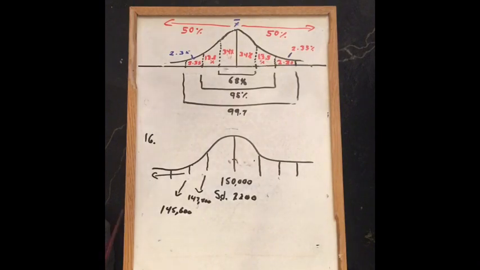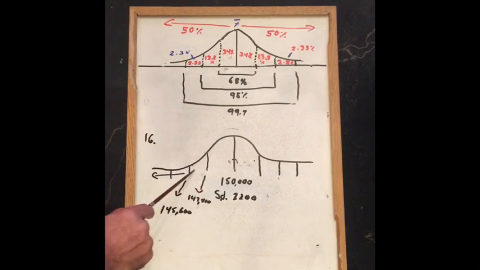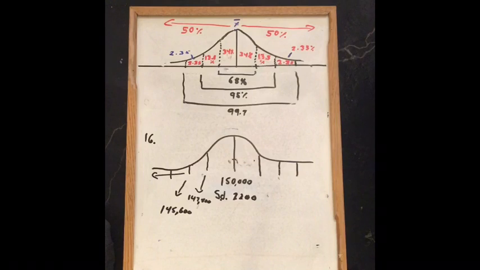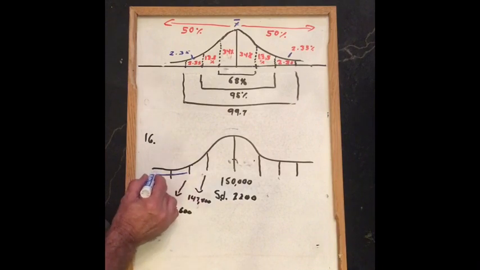For problem 16, we are still working with the $150,000 mean. This time the standard deviation is 2,200. And if you go down 2,200, you get 147,800. And go down another 2,200, you get 145,600. And that's the question. Although notice it says less than this. So we're looking for this value right here.